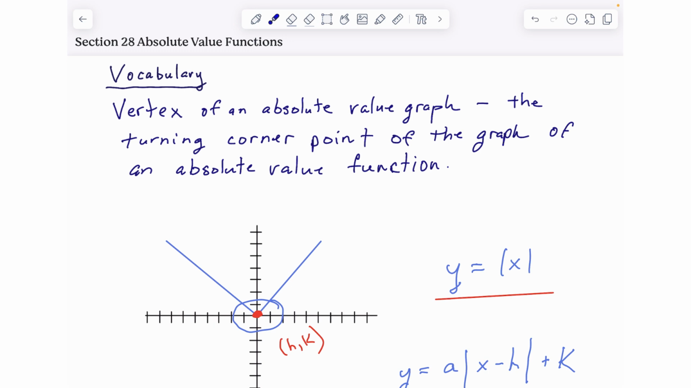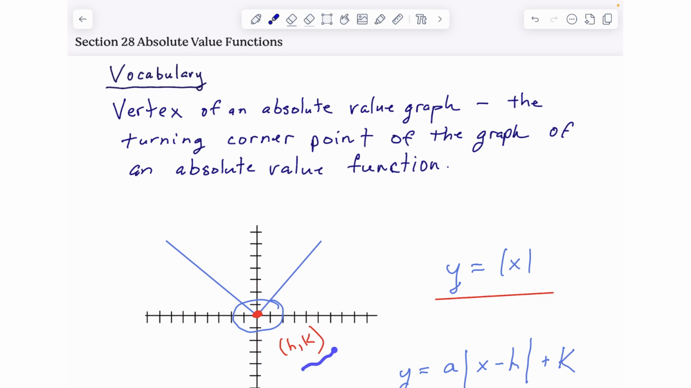Now that sounds very complicated, but actually all it means is it's this point right here. That's it. It's when this graph, as it goes down, there's a turning point right there. This turning point is the vertex. That's the vertex of the absolute value graph.